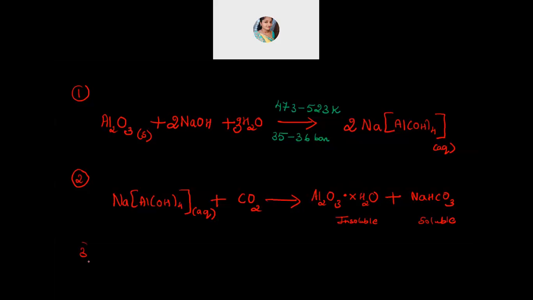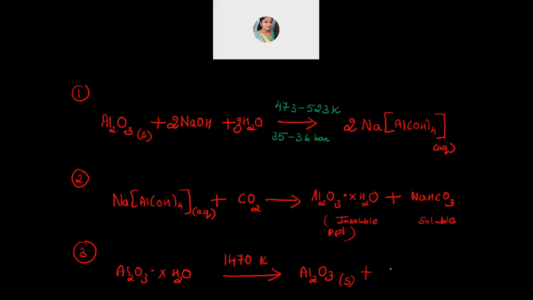Then the insoluble precipitate which is obtained, Al2O3 having x molecules of water, is heated at very high temperature, maybe around 1470 Kelvin, so that it loses that water and gives you the pure alumina. Al2O3 in the solid state plus x molecules of water is obtained. Since you are heating, the water will escape out and you will be left only with the solid, without the impurities.